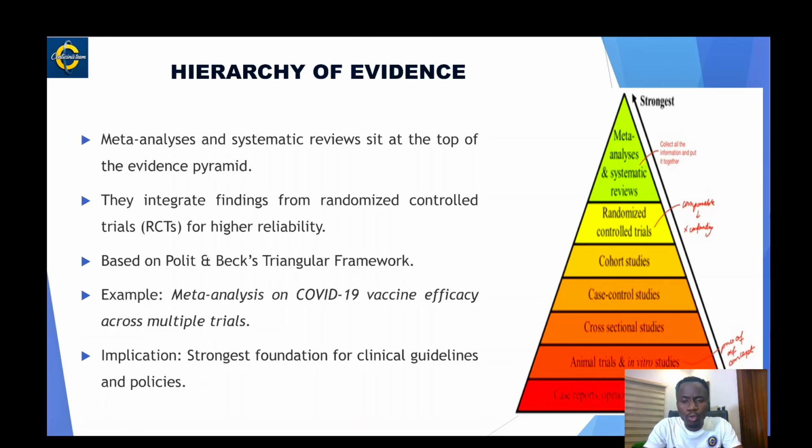Now, I wouldn't continue without pointing back to the hierarchy of evidence. What's the implication of the hierarchy of evidence? It calls us back to the consciousness of where meta-analysis evidence sits in the hierarchy, in the Polit and Beck evidence pyramid, or whatever you can call it. If you look at this pyramid, you find that meta-analysis and systematic review are sitting at the top. Why? Because of how rigorous the conclusions are. We draw findings from other foundational studies to summarize what is out there.